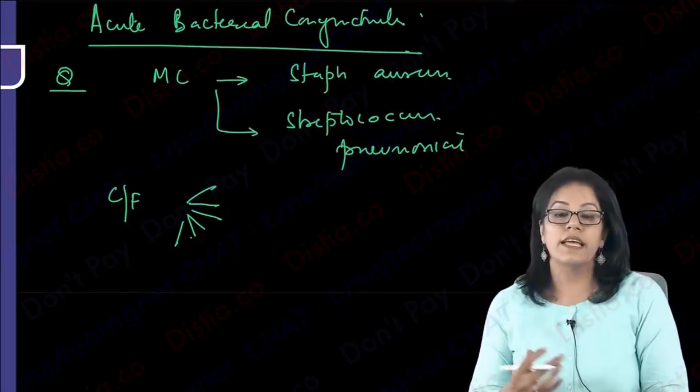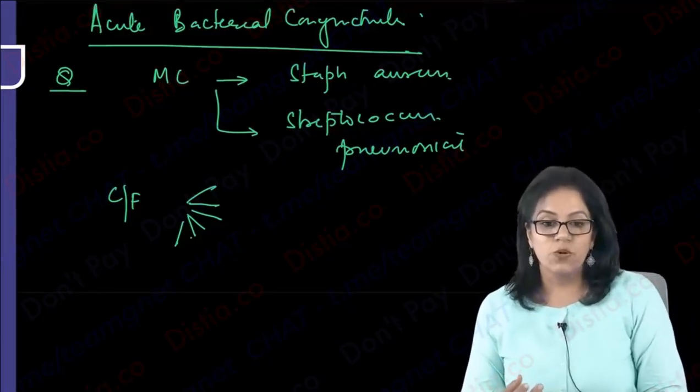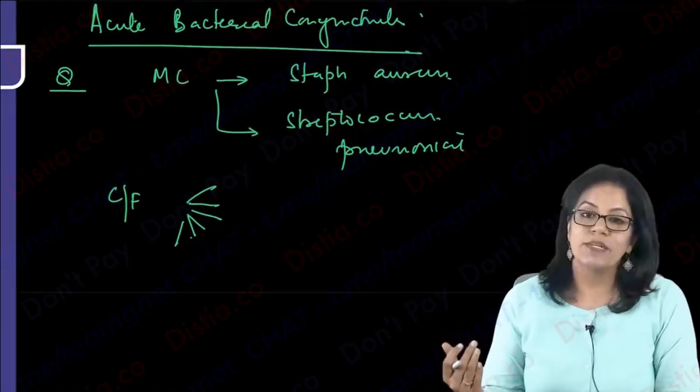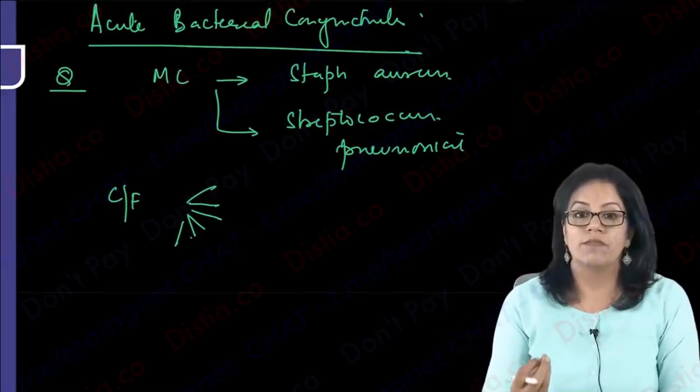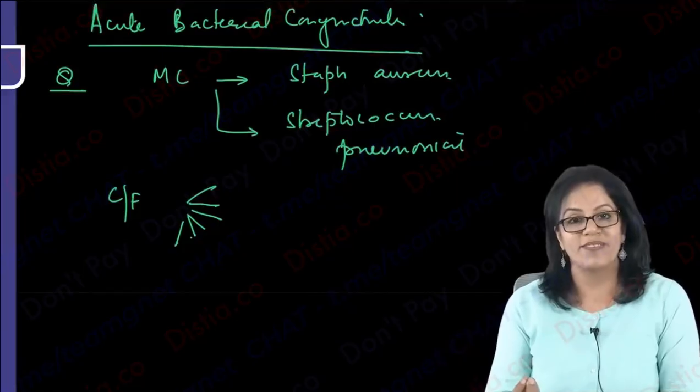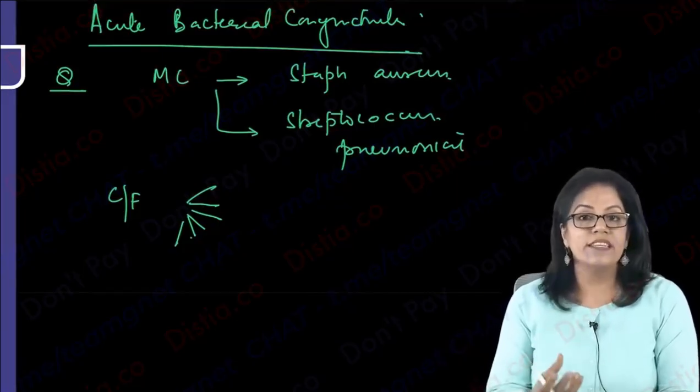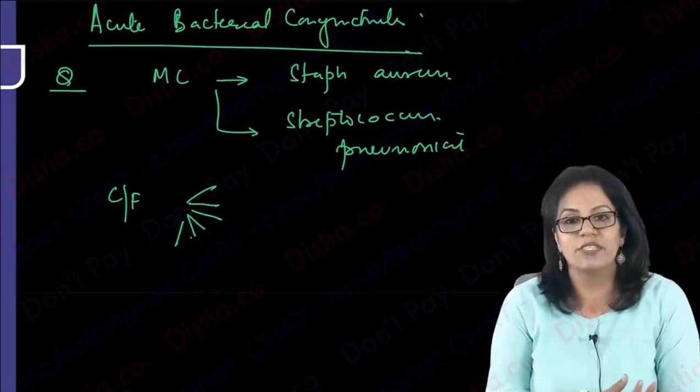Now suppose it is severe, like in gonorrhea infection. We will talk about gonorrheal infection in ophthalmia neonatorum also. It can lead to corneal involvement, corneal perforation as well. In that case, you have to have very aggressive treatment with third generation cephalosporins.